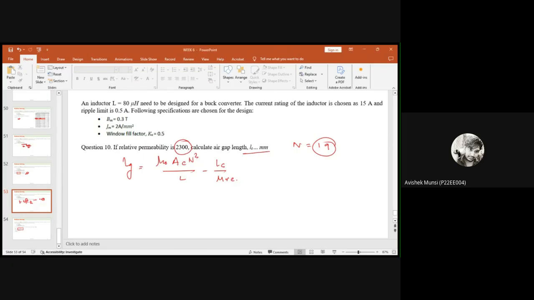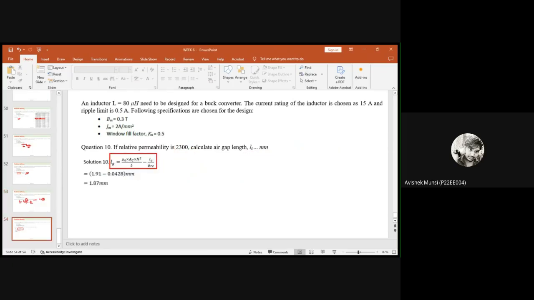So what will be the value? So putting the value, we'll get it around 1.87 millimeter. Okay. So if you have any doubt regarding the lecture, you can ask. Okay. So that's all regarding the design of the power inductor.